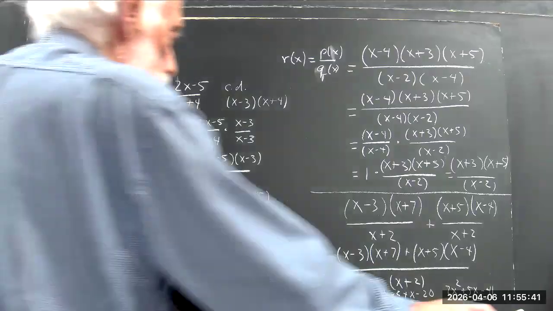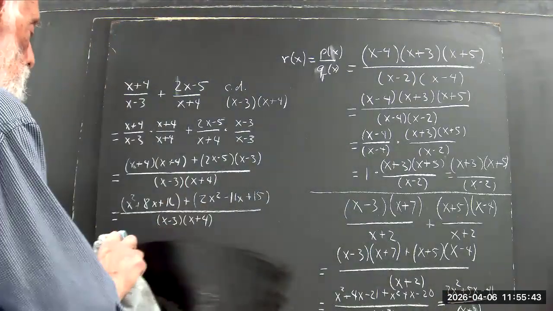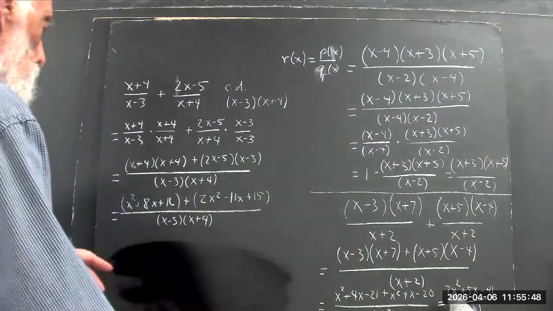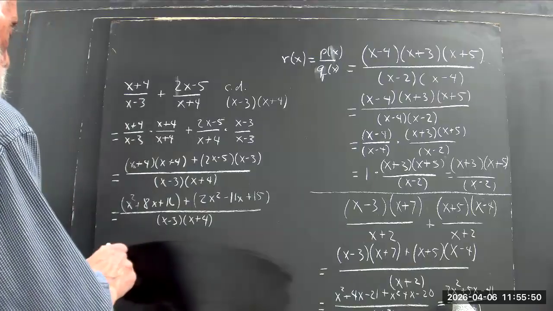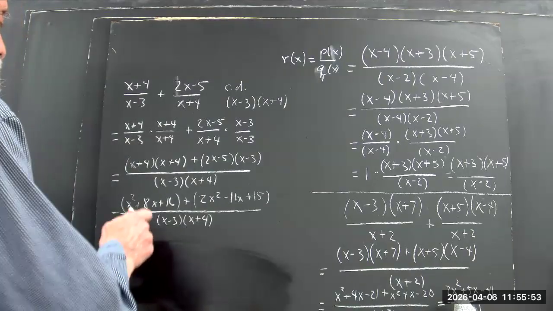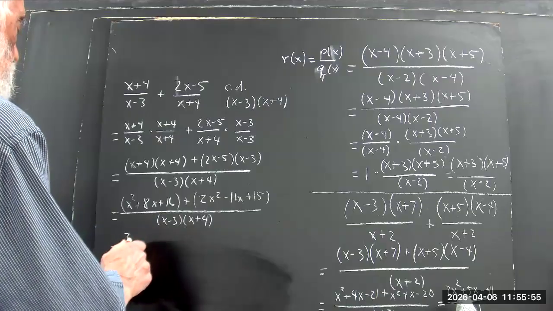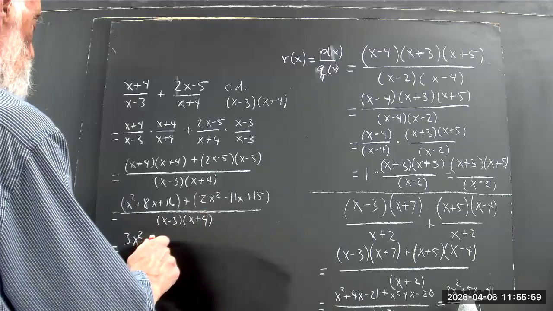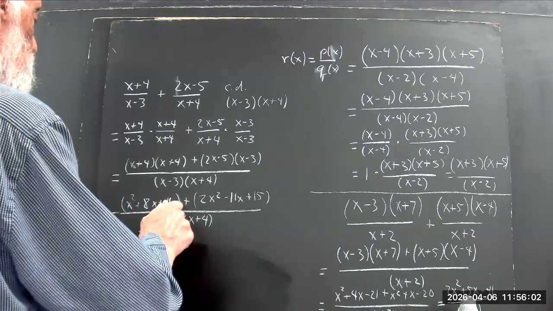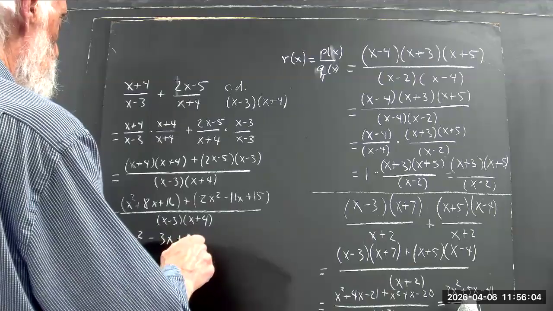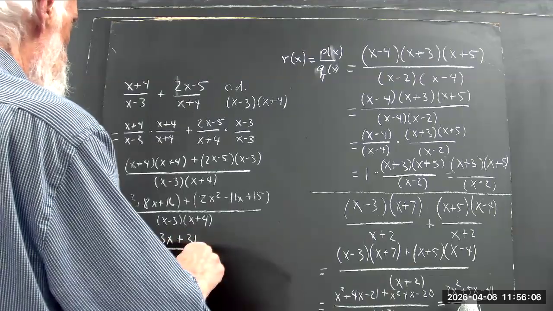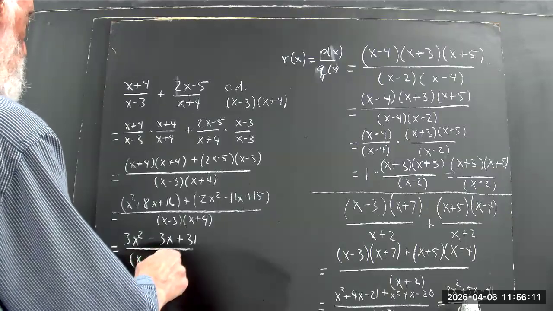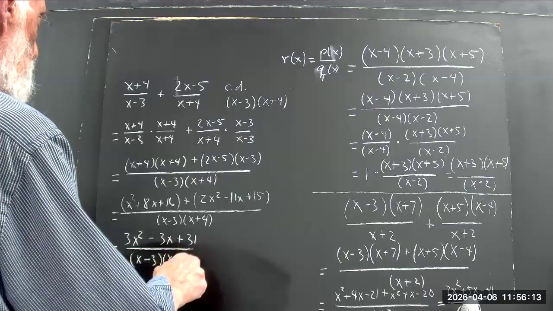We then want to combine the two expressions in the numerator, adding like terms, adding the squares to the squares and the first powers to the first powers and so forth. And what do we get? x squared and 2x squared is 3x squared. 8x and minus 11x is minus 3x. 16 and 15 gives us plus 31. All divided by x minus 3 times x plus 4.